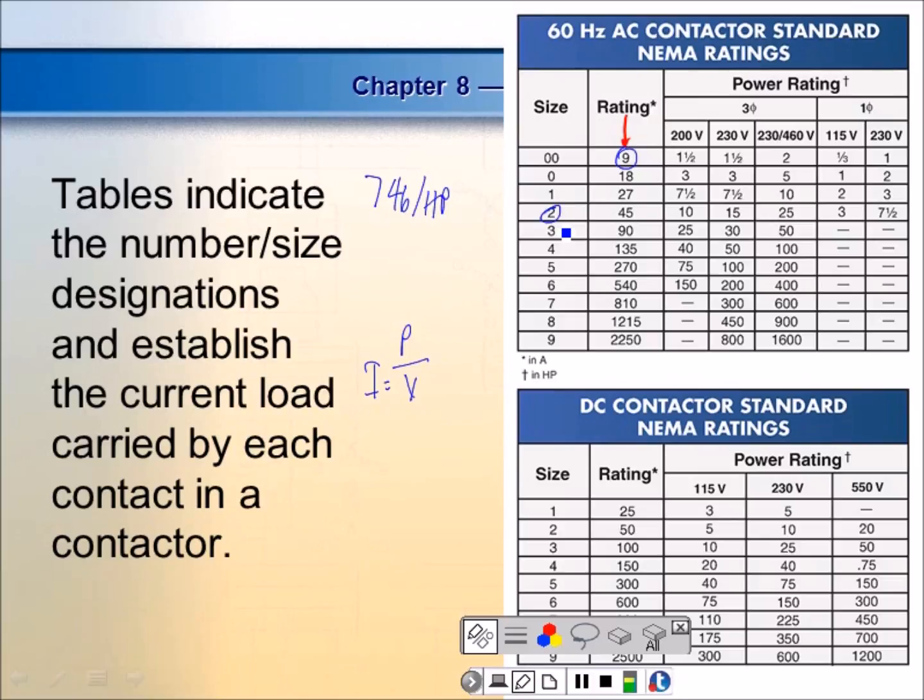So twice the size, but understand the current is being shared by 3 phases, right? You understand what I'm saying? And then for 460, we could run a 20. I don't know what the 330 on that side is. We can run a 25 horsepower motor on a size 2 motor starter.